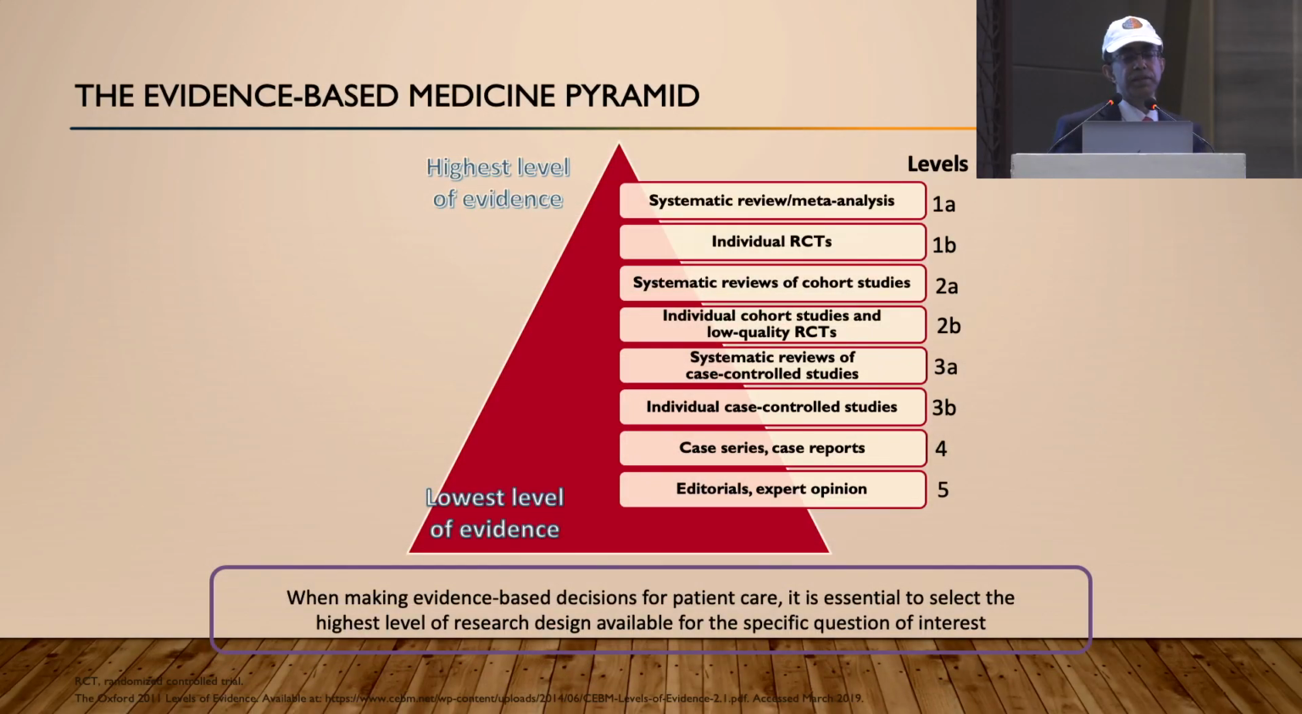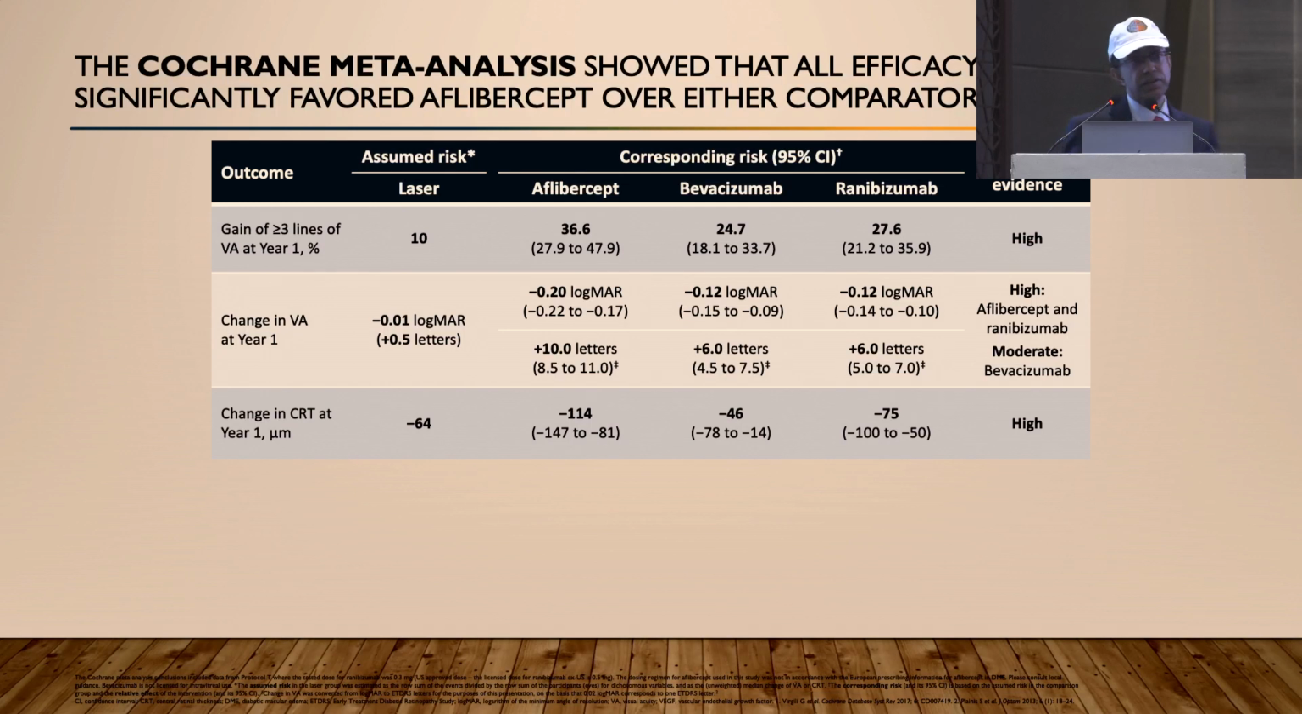And this is the evidence-based medicine pyramid. When making evidence-based decisions for patient care, it is essential to select the highest level of research design, which we know is basically a systematic review. The randomized control trials are quite high up there. So in fact, systematic review is the highest, and the editorials and the case series and case reports are the lowest. So the Cochrane meta-analysis, which is supposed to be the highest level of evidence, showed that all efficacy outcomes significantly favor aflibercept over either comparator at year 1.